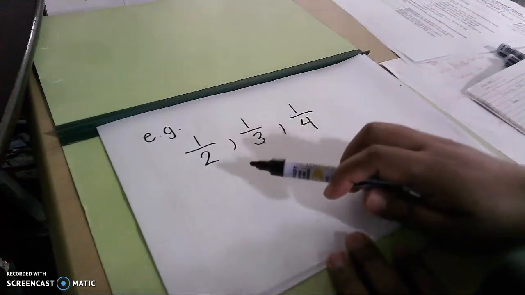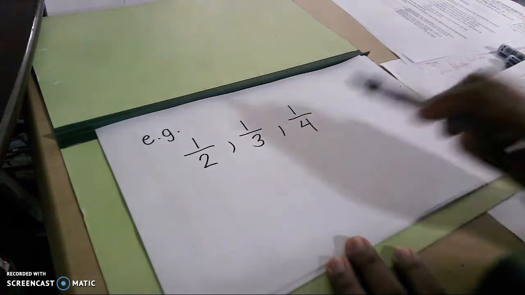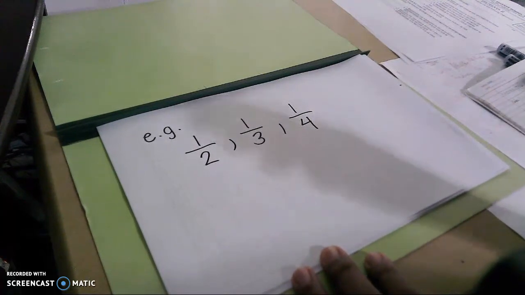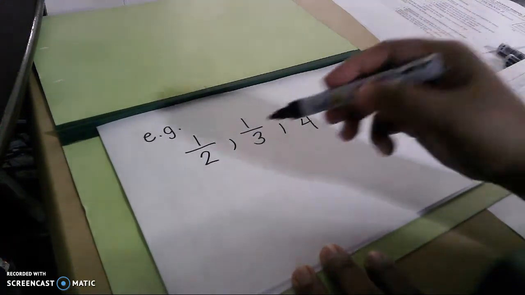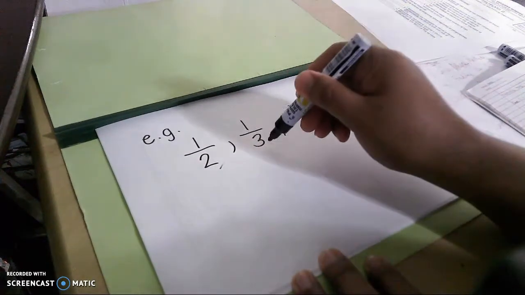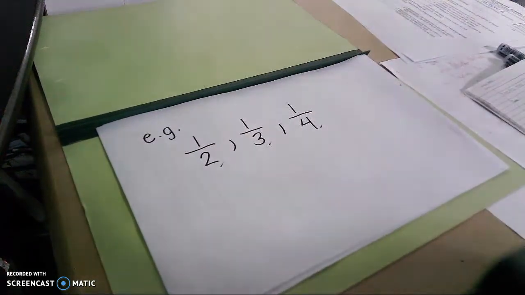Suppose we have three fractions, 1/2, 1/3, and 1/4. If the question is find the LCD, just have to look at the denominators. That would be 2, 3, and 4, and look for their LCM.